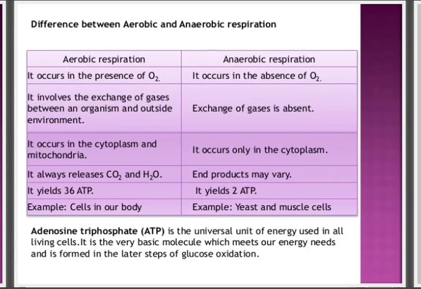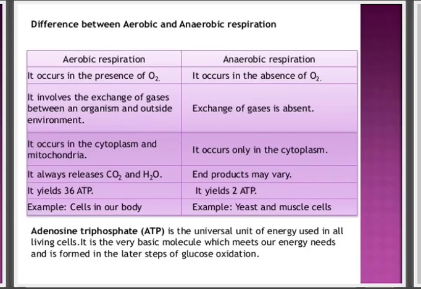Difference between aerobic and anaerobic respiration. Aerobic respiration occurs in the presence of O2. Anaerobic respiration occurs in the absence of O2. Aerobic respiration involves the exchange of gases between an organism and the outside environment, whereas in anaerobic respiration, exchange of gases is absent. Aerobic respiration occurs in the cytoplasm and mitochondria, and anaerobic respiration occurs only in the cytoplasm. Aerobic respiration always releases CO2 and H2O, that is carbon dioxide and water. Anaerobic respiration end products may vary.